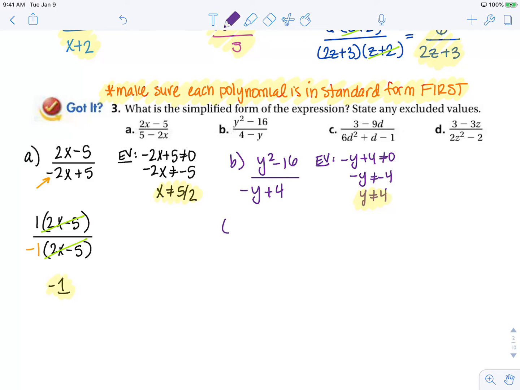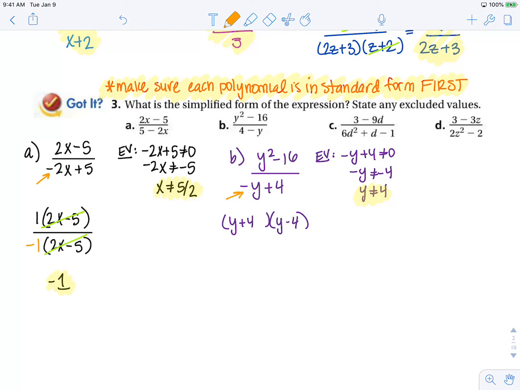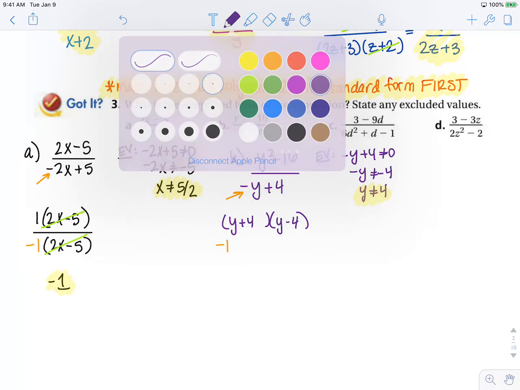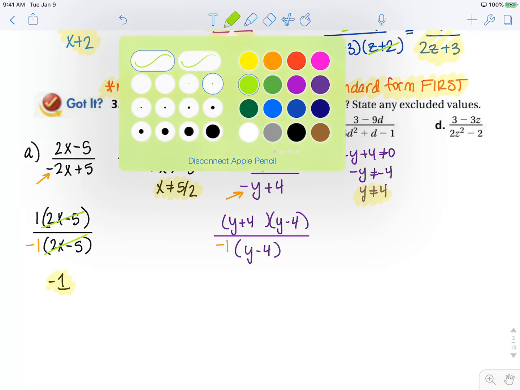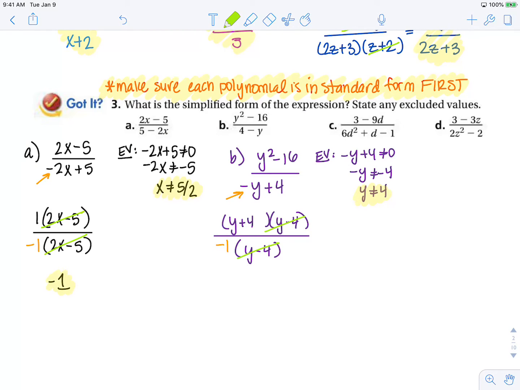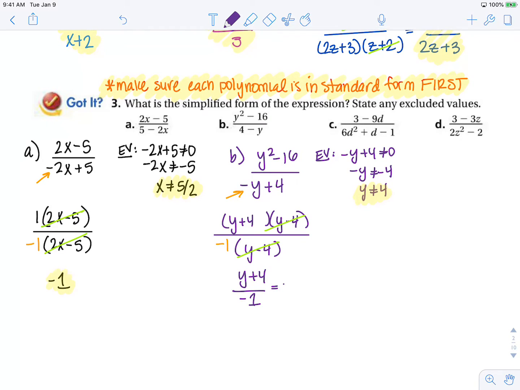So now my numerator is a difference of squares, y plus 4, y minus 4. And once again here I have a negative leading coefficient, so I'm going to factor out a negative 1 GCF from my denominator, and that's going to leave y minus 4. And now this common binomial factor can cancel, and we're left with y plus 4 divided by negative 1, which if I divide each term by the negative is also equal to negative y minus 4. So either one of these answers is acceptable.